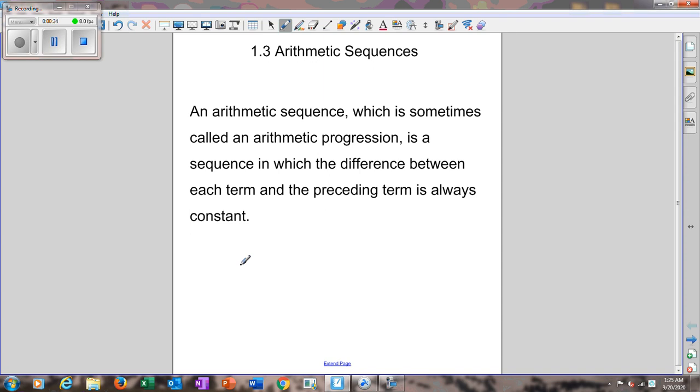So going from the first term, u sub 1, we add a number to that to get to the next term, say 3. That was an ugly 3. And as long as we add that every time, that makes it an arithmetic sequence.